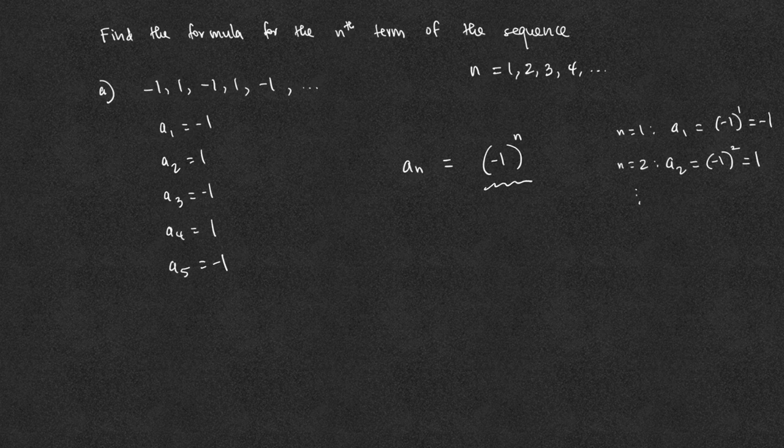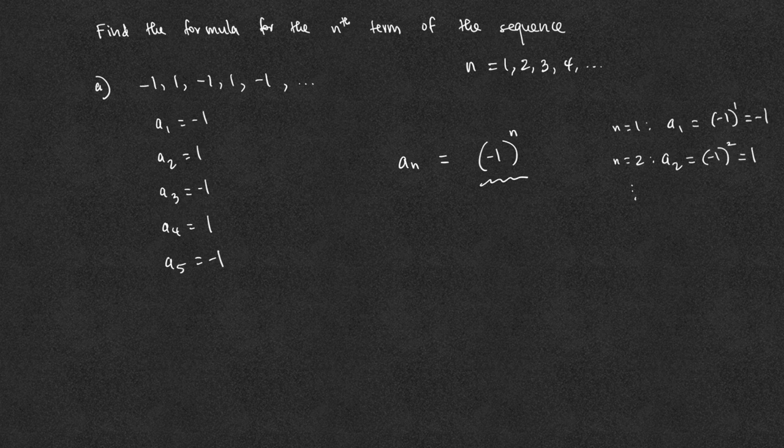This formula is not unique. We can obtain a sub n equals cosine of n pi, and it will work also. For n equals 1, cosine of pi is -1. When n equals 2, cosine of 2 pi is 1, and so on.